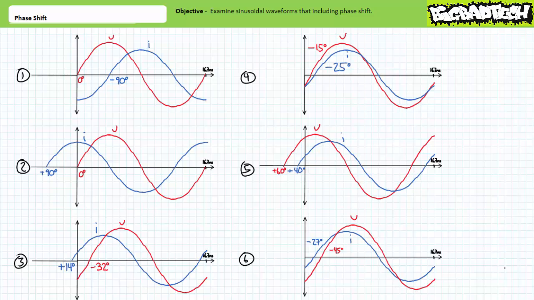For example problem 2, given the voltage waveform in red has a phase shift of 0 degrees, and the current waveform in blue has a phase shift of positive 90 degrees, it can be said that current leads voltage by 90 degrees.